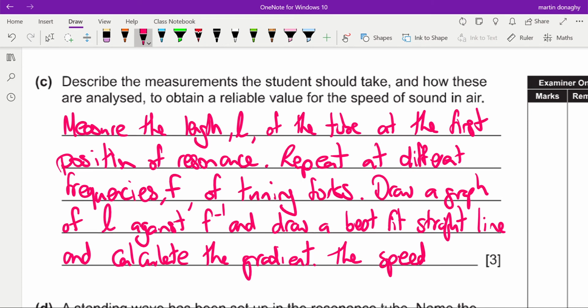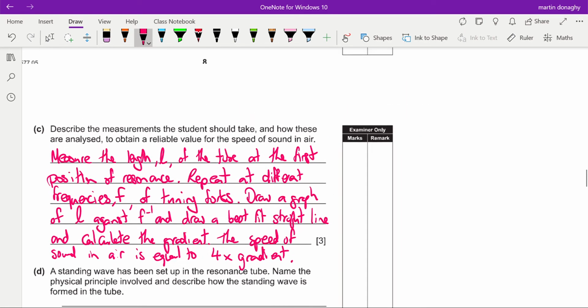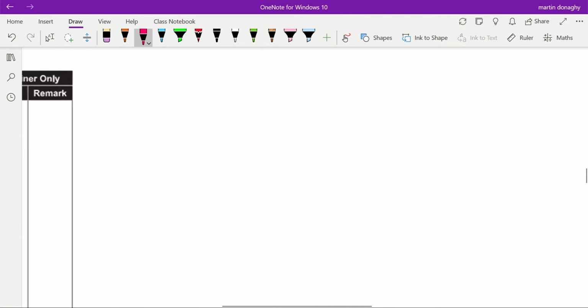The speed of sound in air is equal to 4 times the gradient. Okay, you don't need to explain why that is, but just in case we need to go over it.